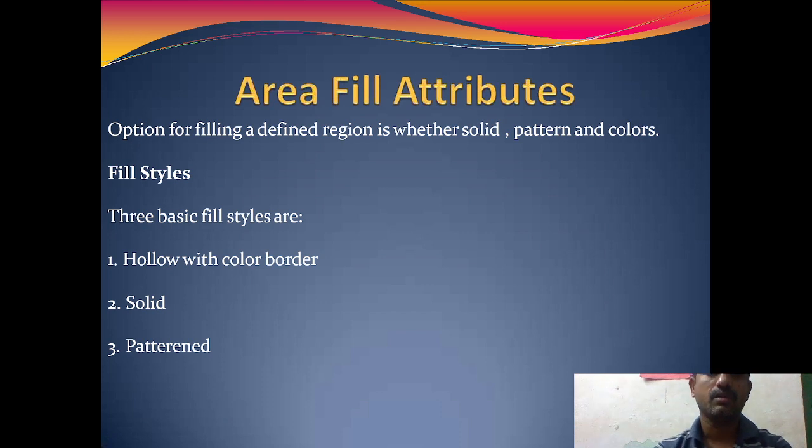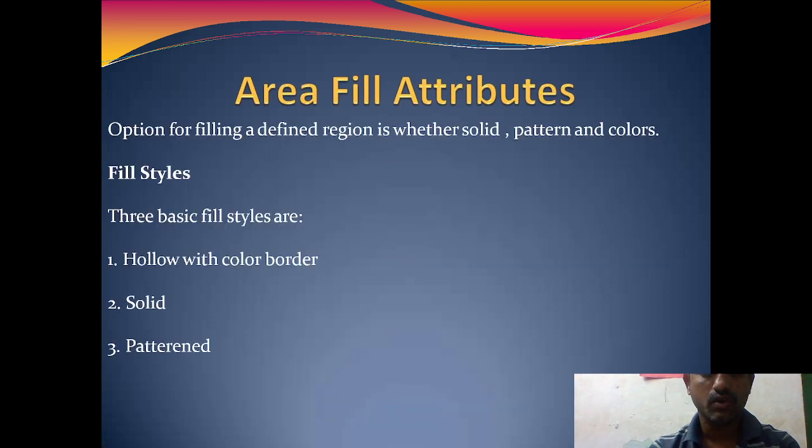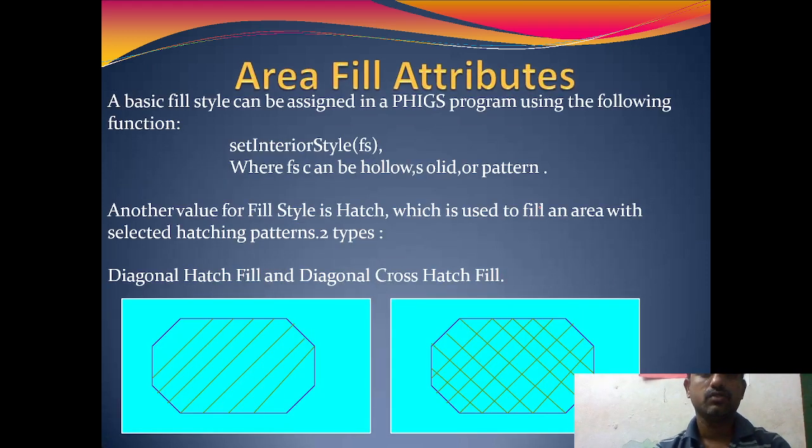Next, area fill attributes. The option for filling a defined region is whether it is solid, pattern, or colors. Fill style: three basic fill styles are hollow with colored border, solid, and patterned. This is the hollow, color, solid, and the next one is the patterned. This is the pattern, hollow with color, solid. So a basic fill style can be assigned by PHIGS. PHIGS was already discussed in the first unit. PHIGS is a programmer's hierarchical interactive graphics standard.